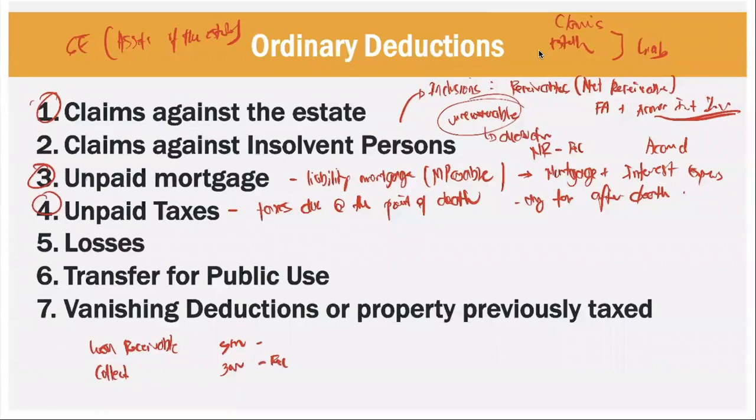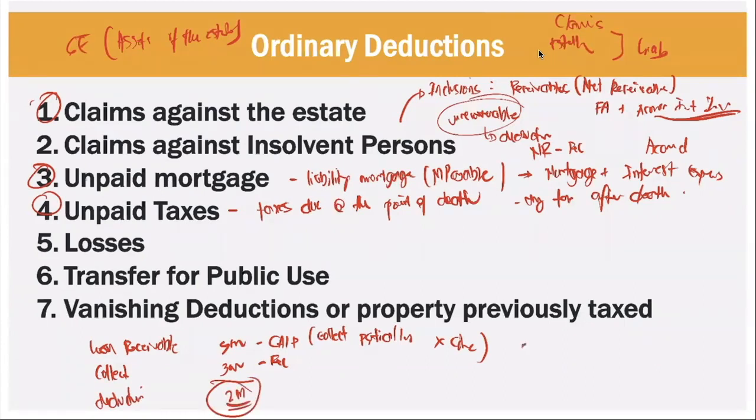The loan receivable is considered as a claim against an insolvent person because you cannot collect, or collect only partially, or cannot collect at all. So you can only collect a partial amount out of it, that is 3 million. So what is your considered deduction? Your considered deduction is the 2 million pesos.